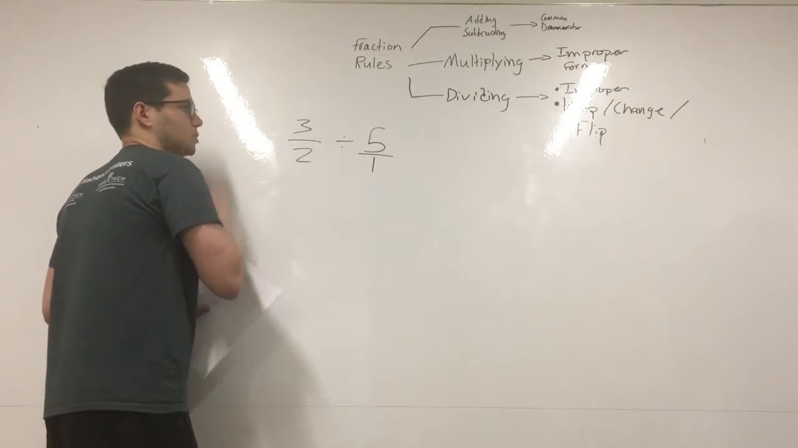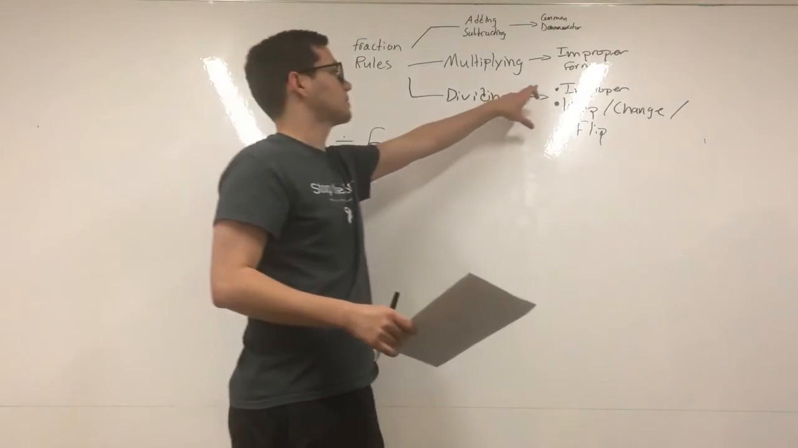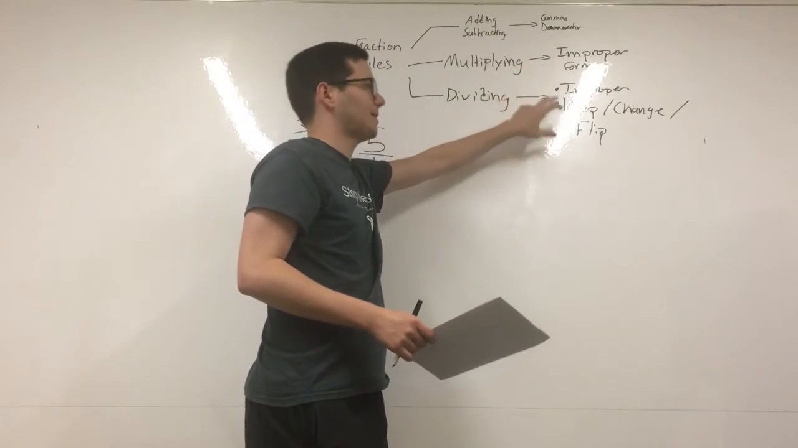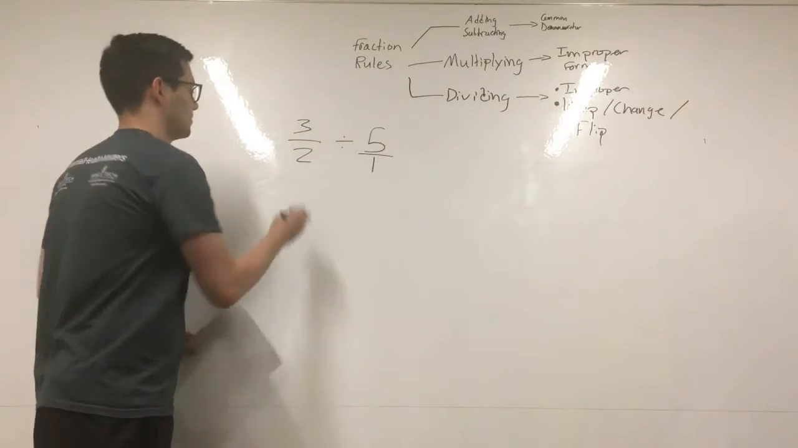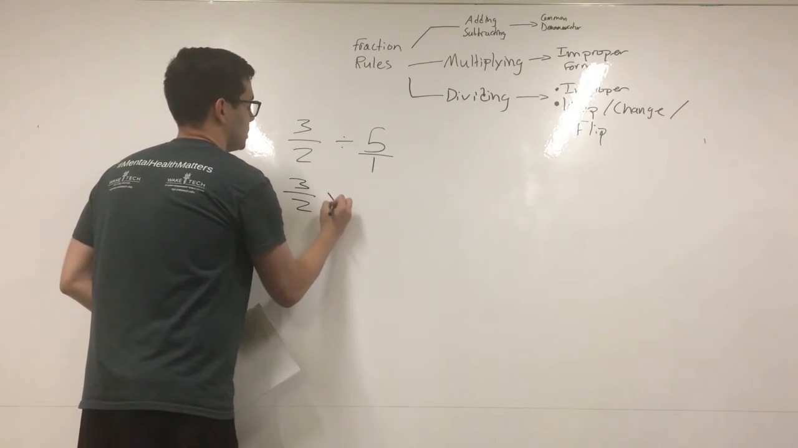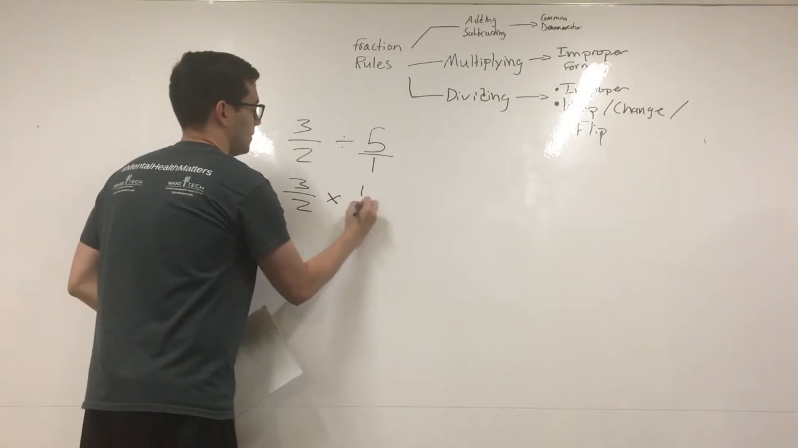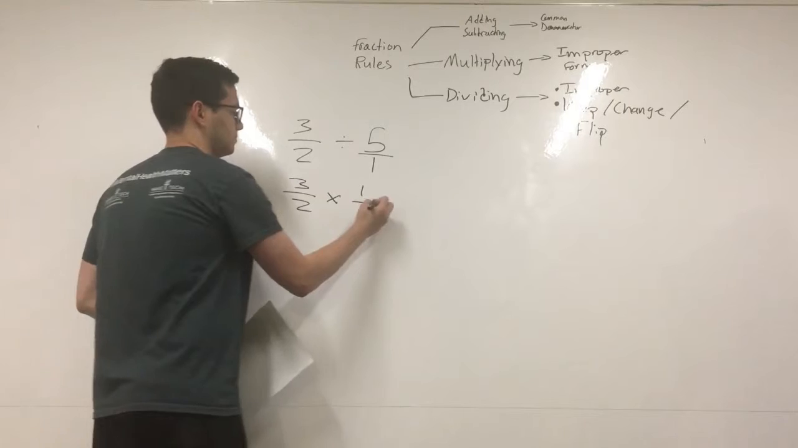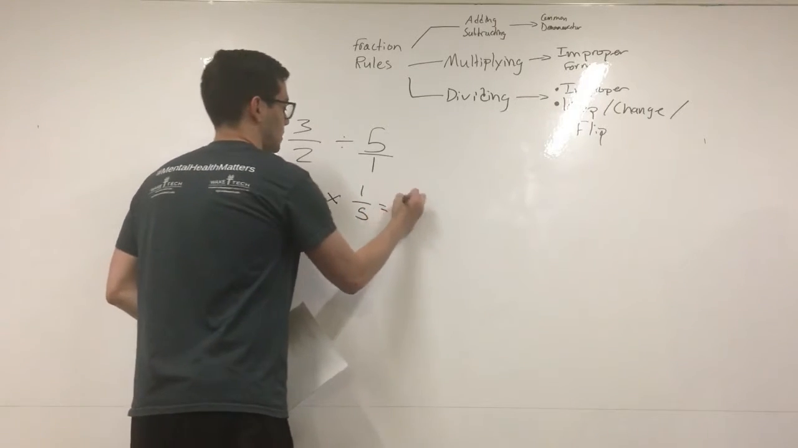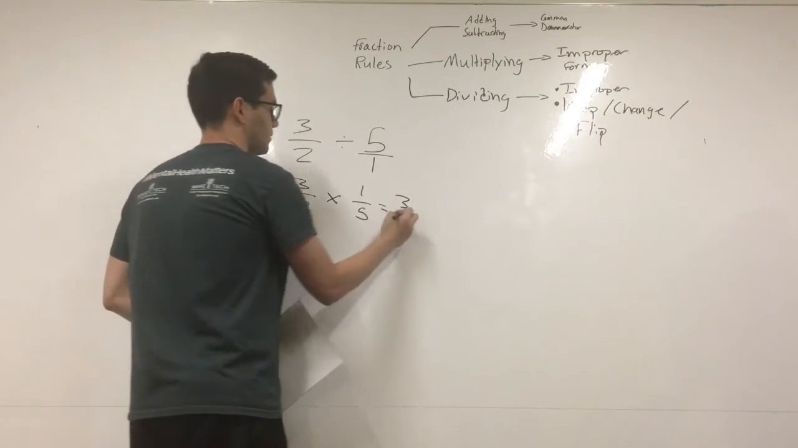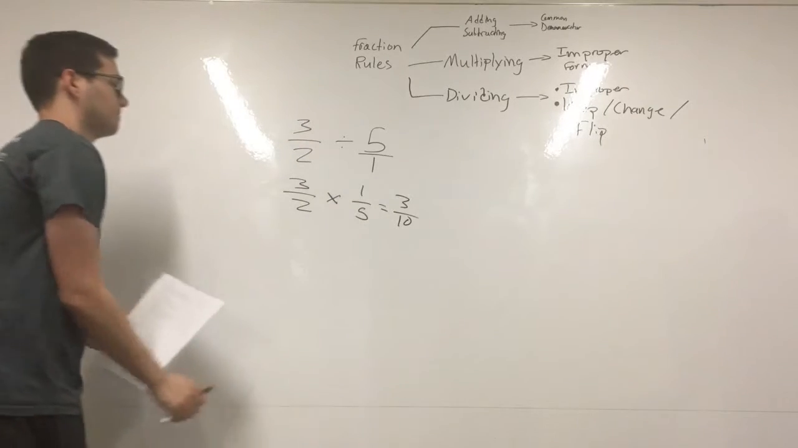Alright, there's no mixed numbers, so I can skip the first step and go on to the second step. So keep, change, flip. 3 times 1 is 3. 3 times 5 is 10. There you go. That's it.